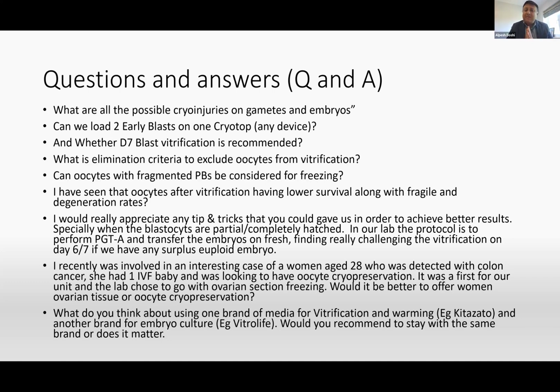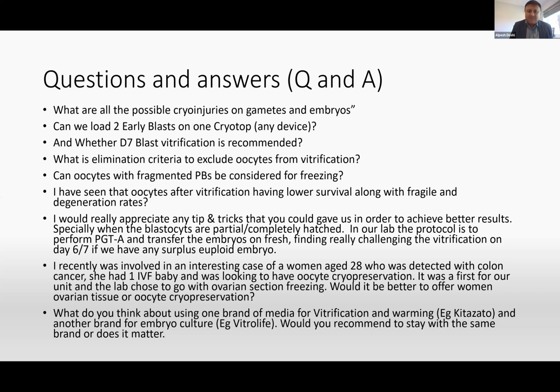Can oocytes with fragmented polar bodies be considered for freezing? Yes, they can. But if you're getting too many oocytes with fragmented polar bodies, you want to be looking at what your timing of egg freezing is. Are you leaving them too late? Ideally, at 39 hours post-trigger, you want to be freezing. And we know that polar bodies fragment with time, so it may be that you're leaving the oocytes too long before you freeze them after egg collection.